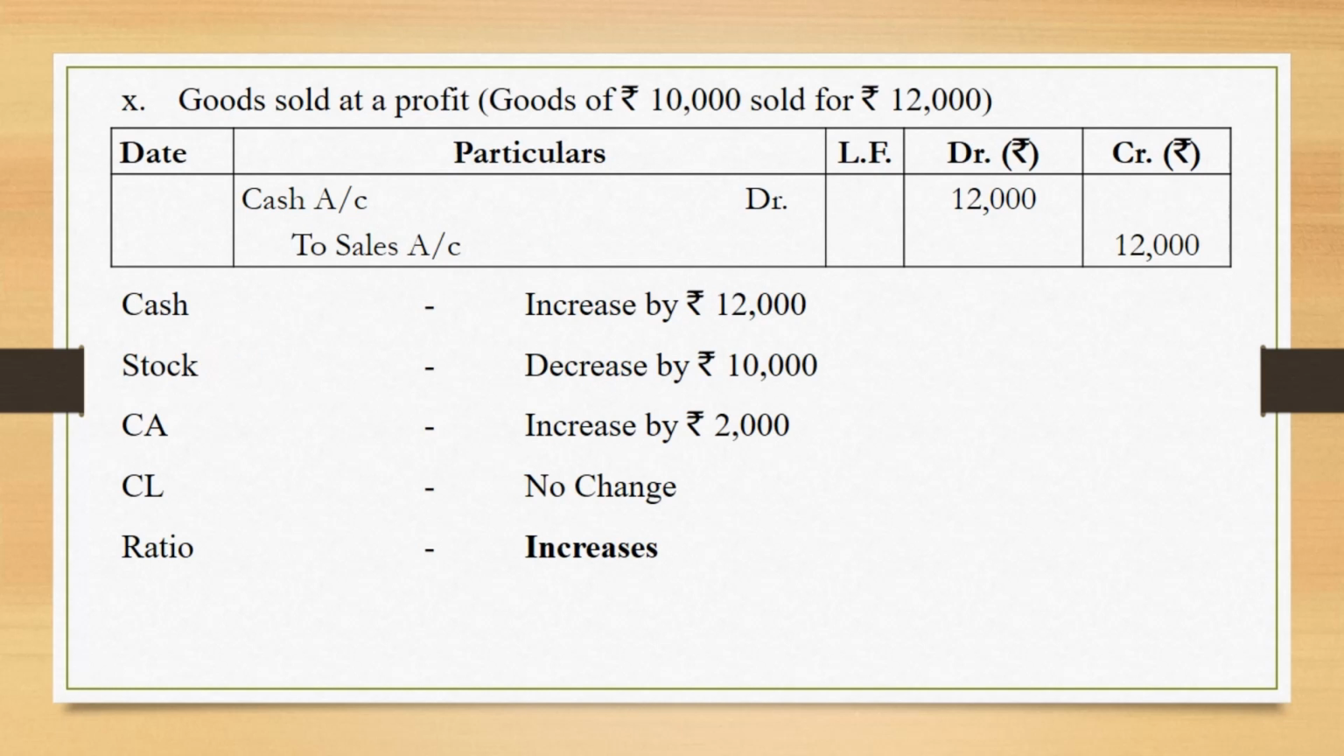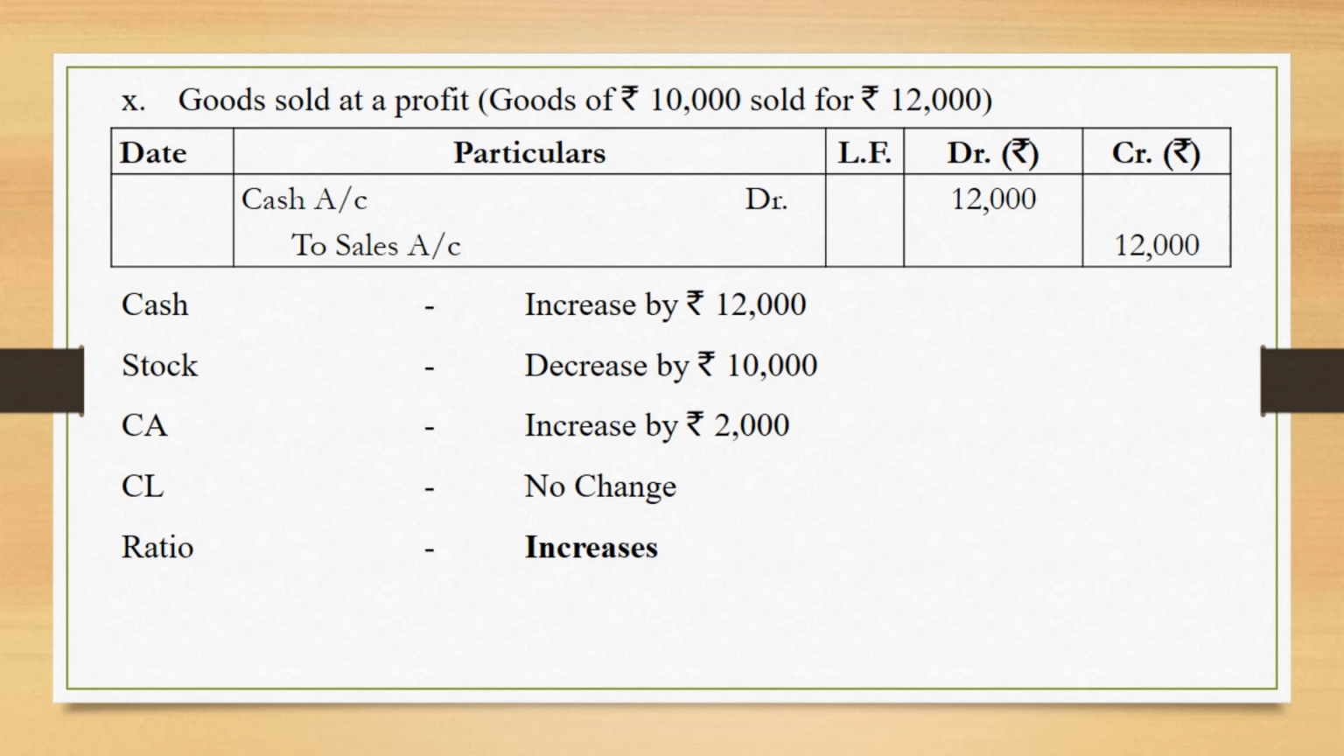Next, goods sold at a profit. Again assume the values over here. Goods of 10,000 sold for rupees 12,000. The entry is very simple: cash account debited to sales account. Cash, we know, is a current asset and that increases by 12,000. Because of the sale, the stock decreases by 10,000. Stock is also a current asset.